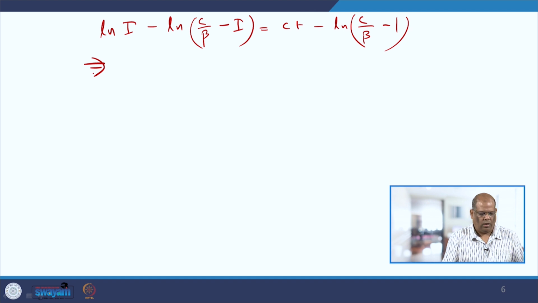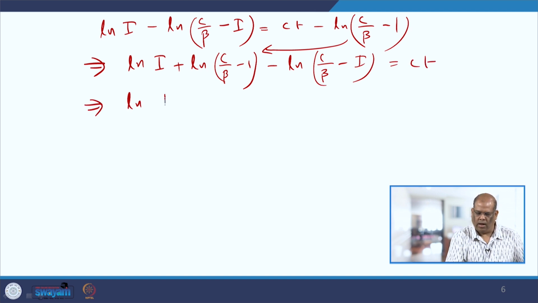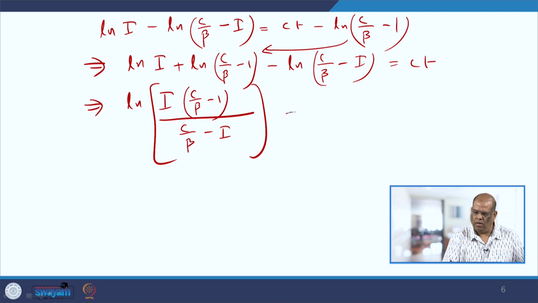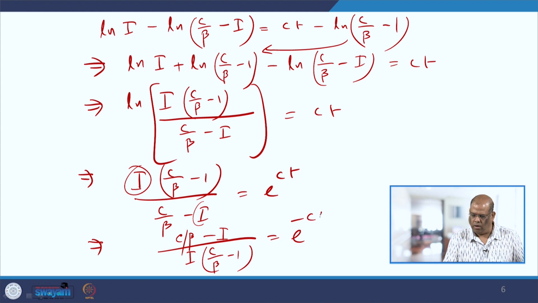So, I take the logarithm. So, this comes to this side and you will get ln I plus ln (C by beta minus 1) minus ln (C by beta minus I) equal to Ct. This is ln of I times (C by beta minus 1) divided by (C by beta minus I) equal to Ct, and I can write I (C by beta minus 1) divided by (C by beta minus I) equal to e to the power Ct. I take the reciprocal because I have to find this I. So that will give me (C by beta minus I) divided by I (C by beta minus 1) equal to e to the power minus Ct.